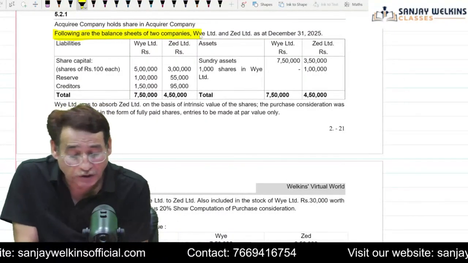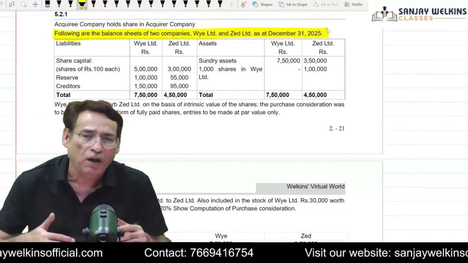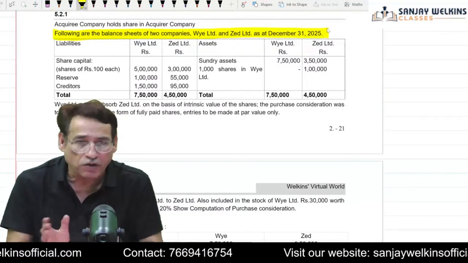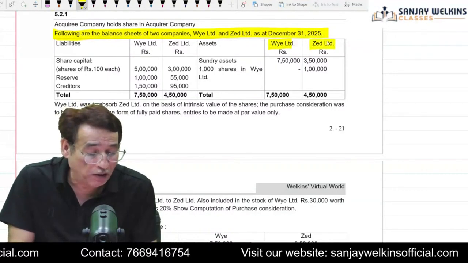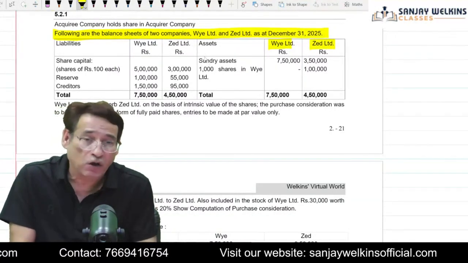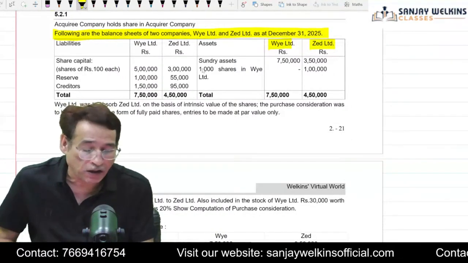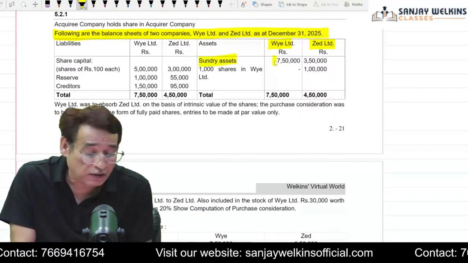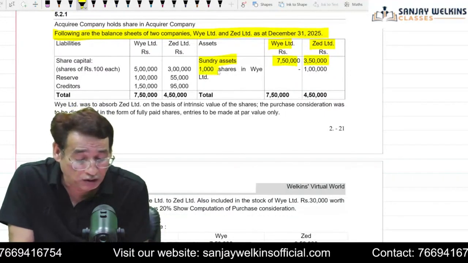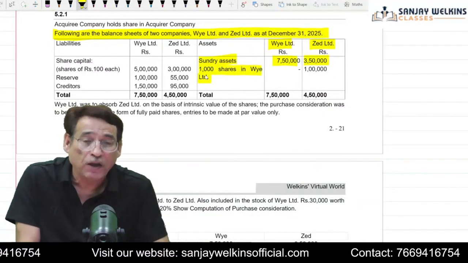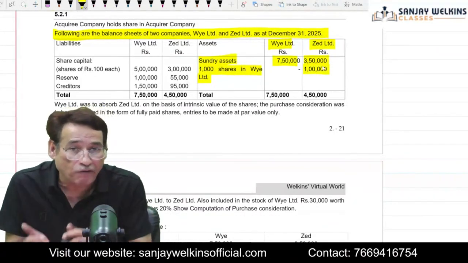Following are the balance sheets of the two companies, Y Limited and Z Limited, as at 31st December 2025. Generally when you receive a question on such topics, you will see the balance sheet contains very few items only. We will see later that in this case, Y Limited is the acquirer entity and Z Limited is the acquiree entity. Sundry assets are given. Besides that, as you can see here, 1000 shares in Y Limited, written in the column of Z Limited.